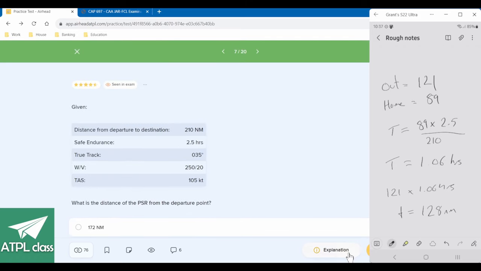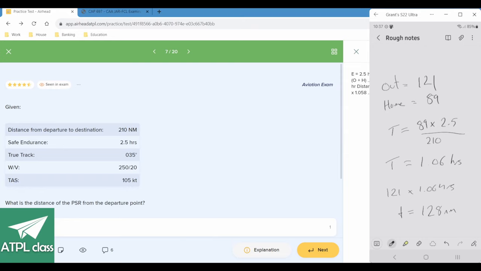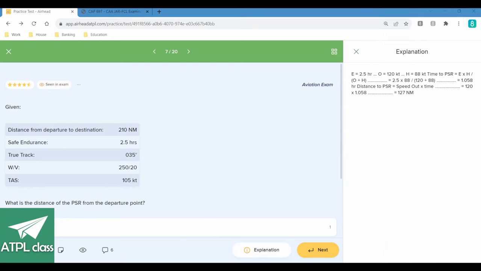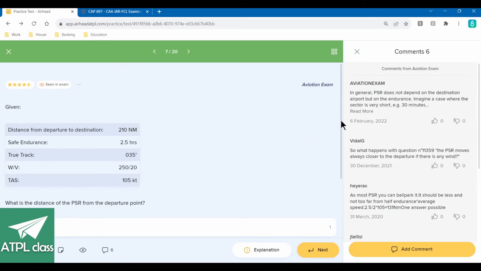Yes. So the explanation says, I've just popped that up below my phone. There we go. Endurance is 2.5 hours. Out is 120, so they've just done the maths a bit more. They've just rounded a bit differently. 88 and 120, that's ballpark what we had. Time to the point of safe return is, yeah, they're just plugging the numbers into the calculation. Any comments on that?